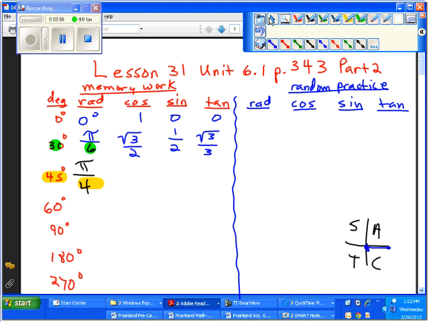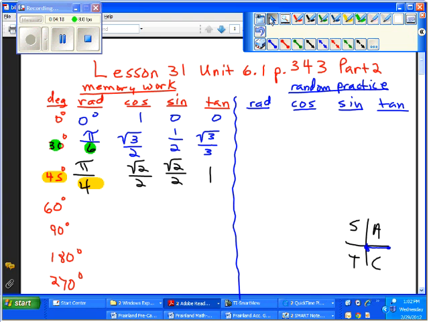which we should have memorized. What is the cosine of 45? Square root 2 over 2. Sine of 45, same, square root 2 over 2. Tangent of 45, 1. Or we could say cosine of pi over 4, which is the same as 45, is such and such. Okay? Everybody kind of got what we're doing.